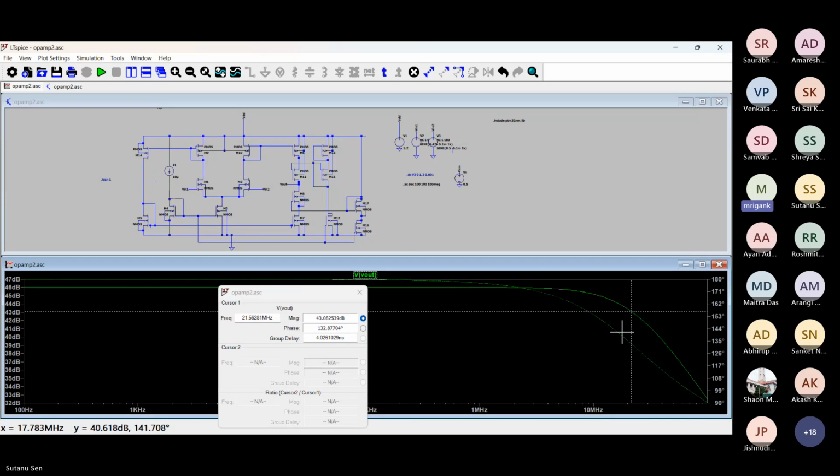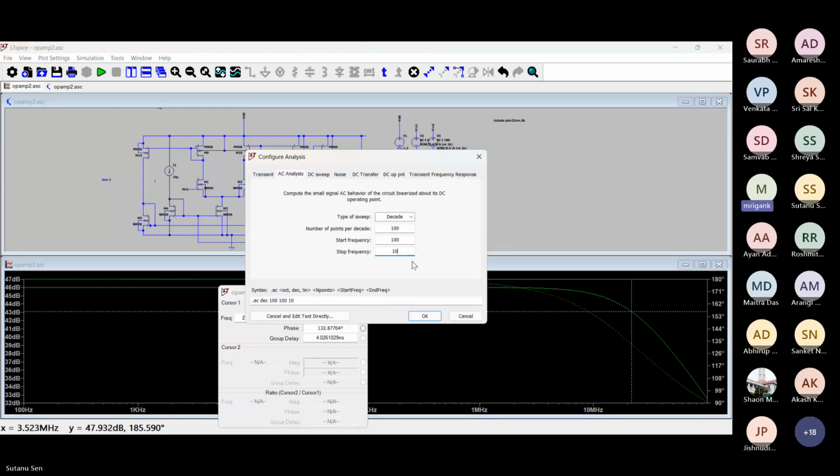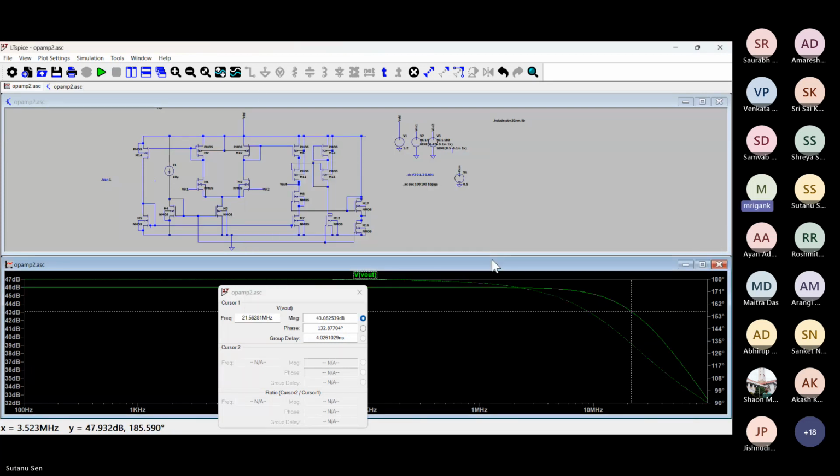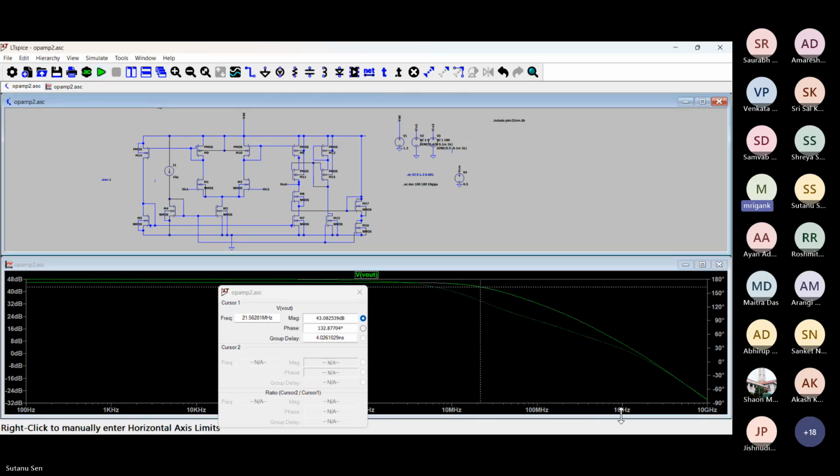So you have enough. What is the phase margin? Phase margin is, go to the 0 dB point. Phase margin anyway you can improve, but right now you have enough bandwidth. So bandwidth you can reduce and you can increase the gain. So there's a lot of room for increasing the gain.